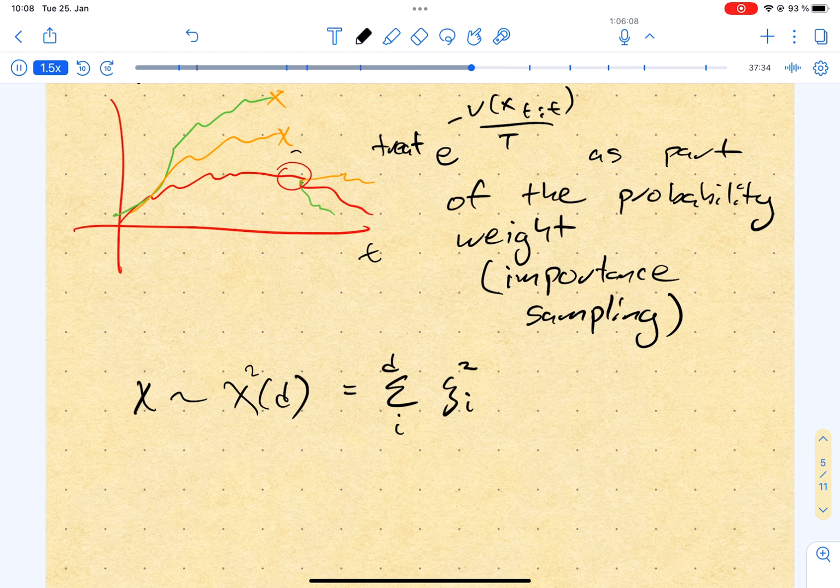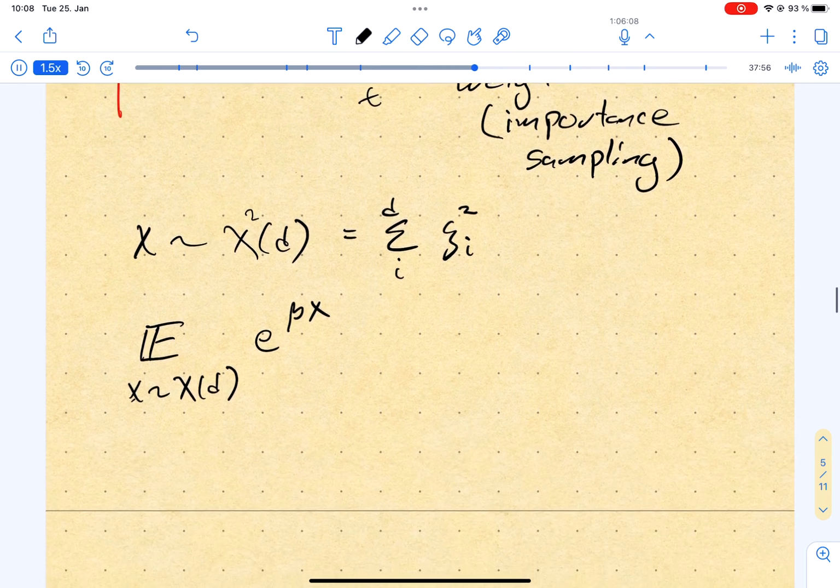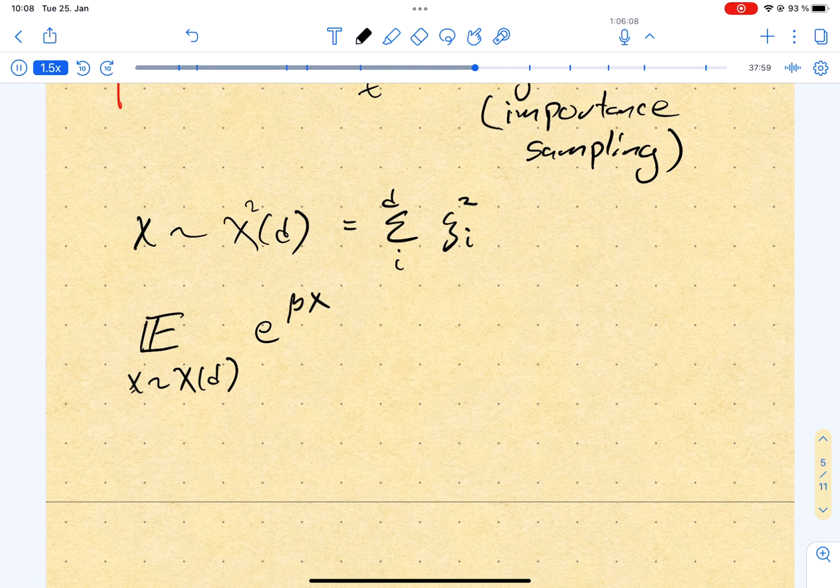So this is an important distribution, and one of the annoying things is if you take the expectation of x according to the chi-squared distribution of e to the beta x, this is the moment generating function, and it's pretty easy to show using a contour integral that this moment generating function has the form 1 minus 2 beta to the d over 2.